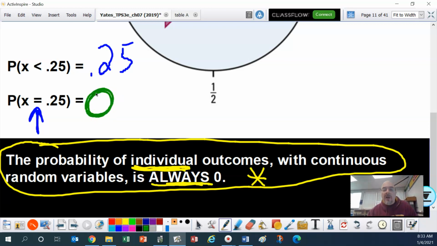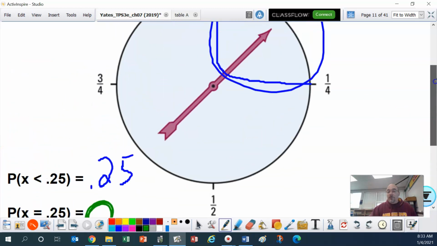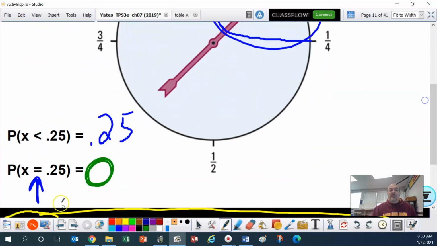You cannot find an individual outcome for a continuous random variable. Well, you can, but it's always 0. Okay, that's for continuous. Because again, with continuous, it's an interval, like in this right here. Okay, let's look at some more.